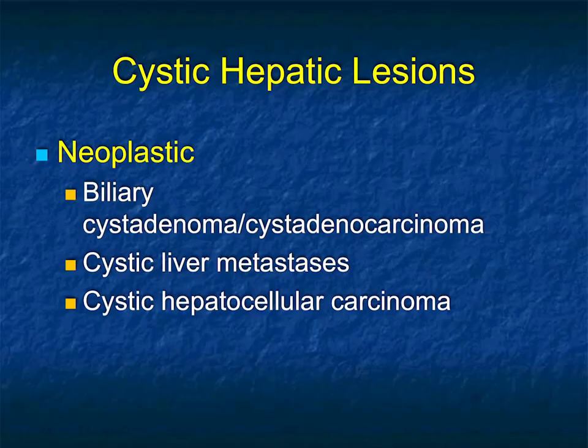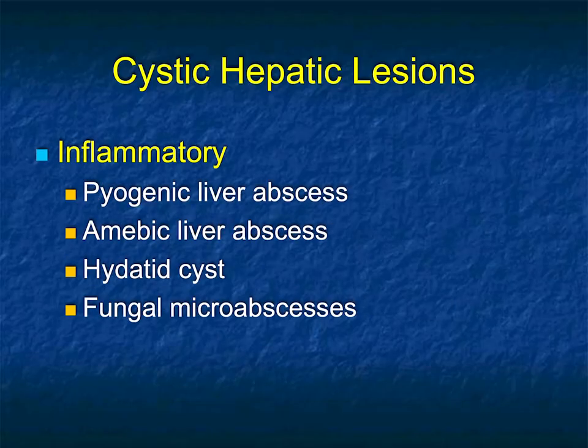We can talk about neoplastic lesions, biliary cystadenoma, cystadenocarcinoma. Remember, in the old days, we thought we could separate the two. Now we know it's a spectrum, so we just need to recognize it, and it'll be resected. We talk about cystic liver mets, classic from ovarian cancer and GIST tumors, as well as cystic hepatocellular carcinoma.